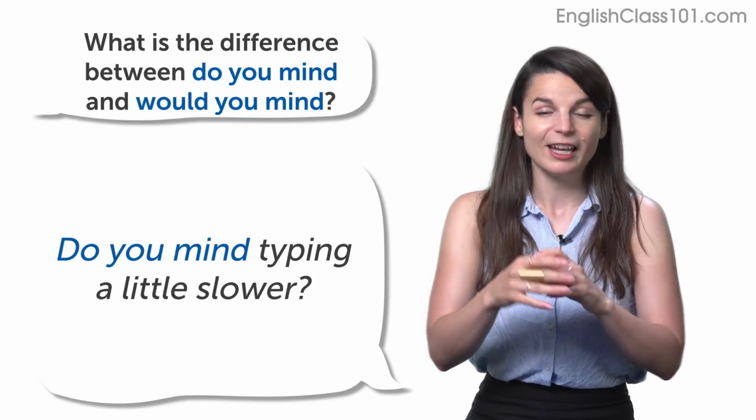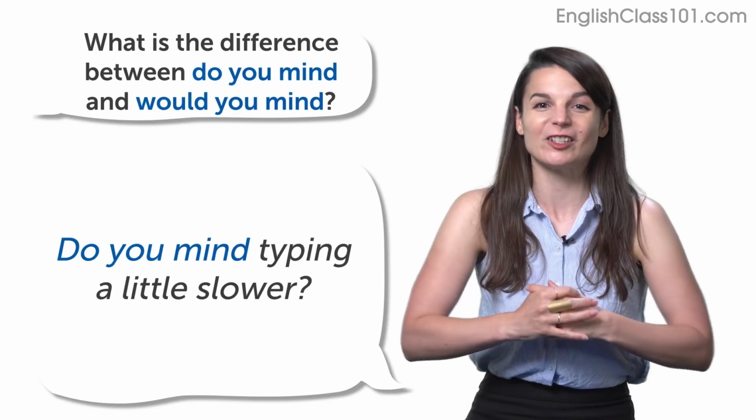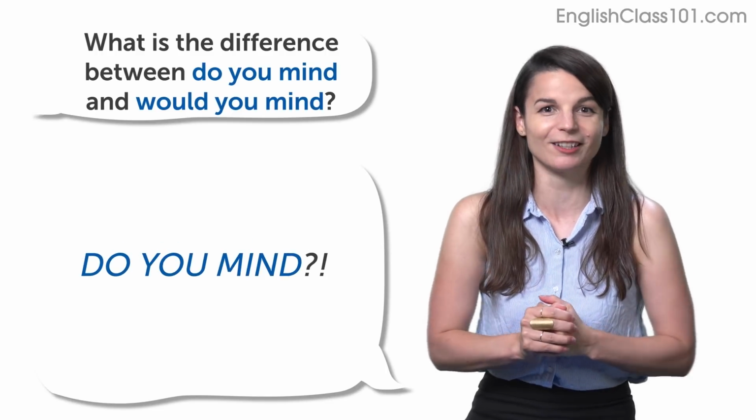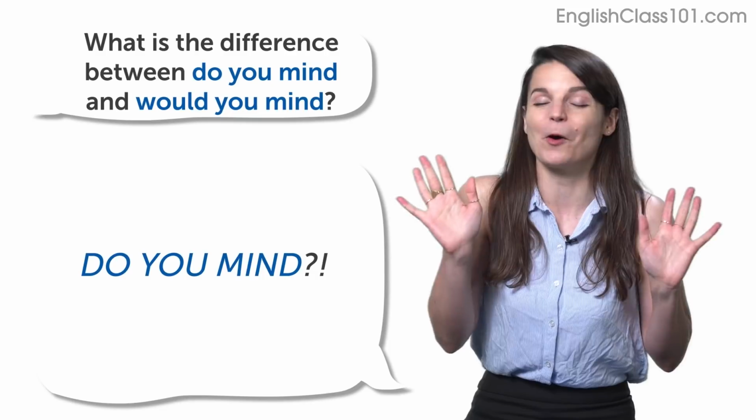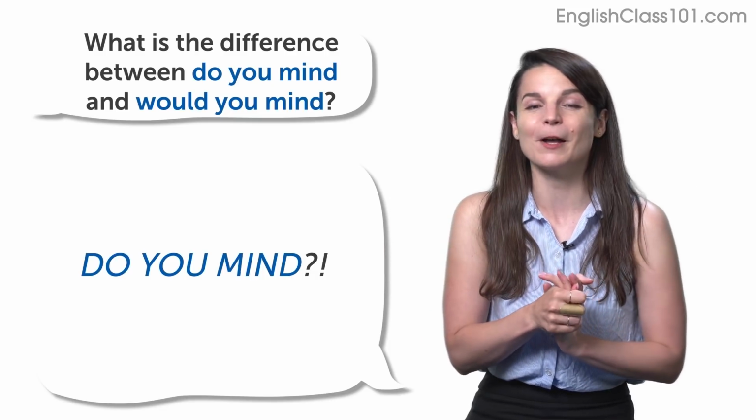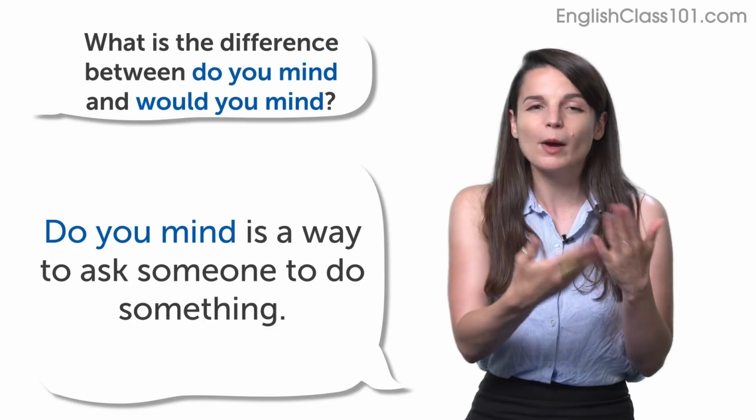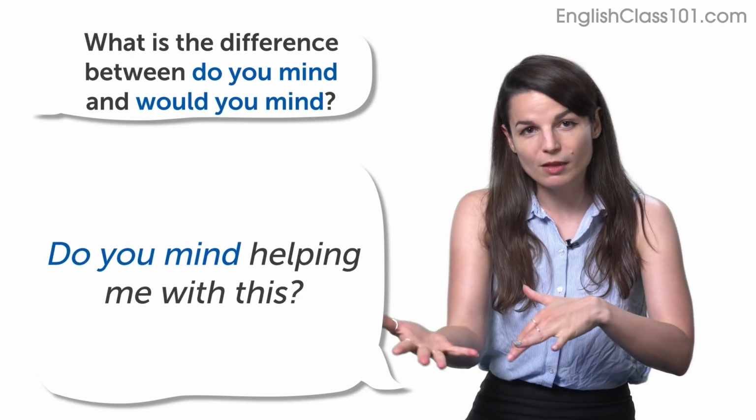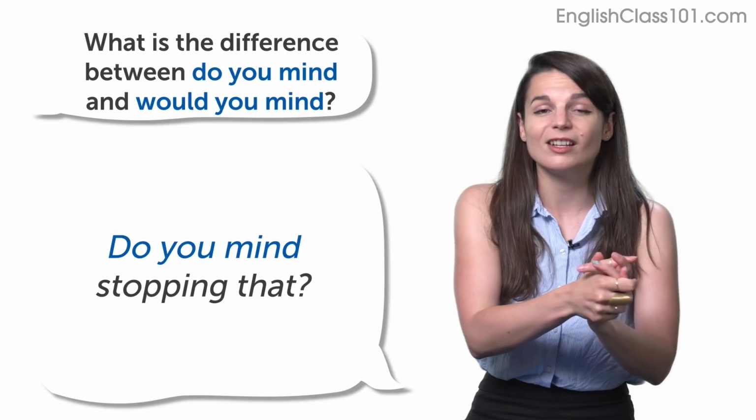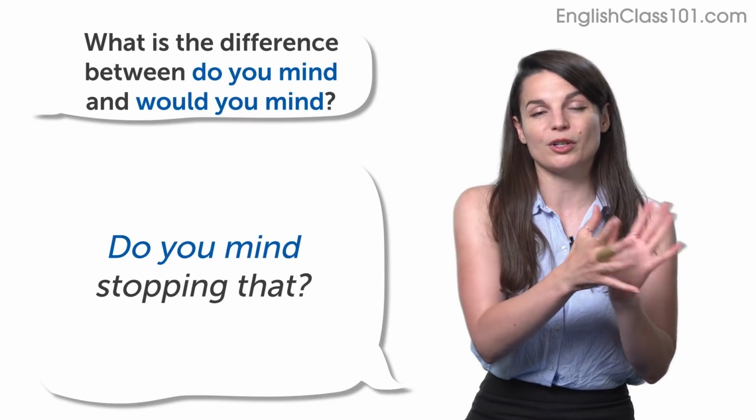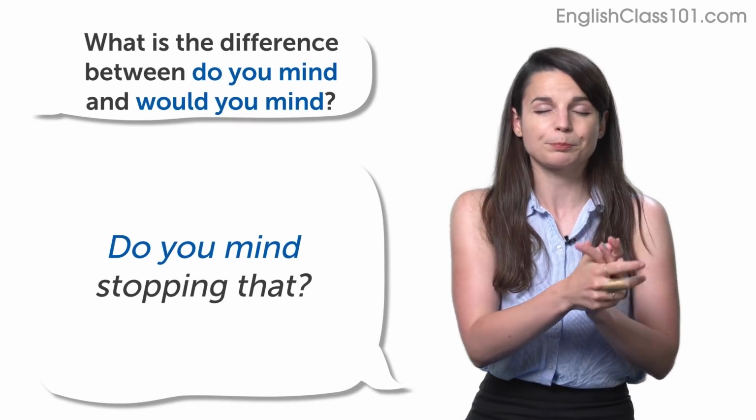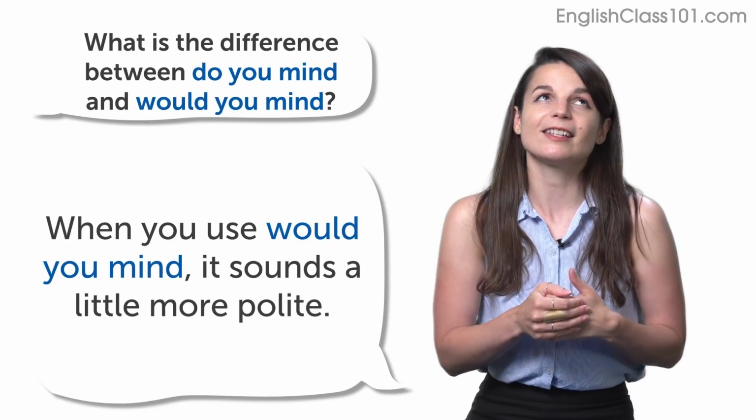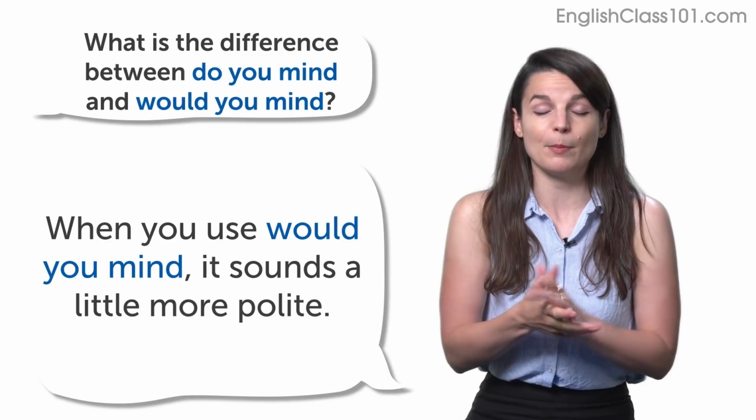If you want to sound really aggressive, you can just say angrily, do you mind? But that sounds quite direct. So hopefully you don't need to use that. So do you mind is a way to ask someone to do something. Like, do you mind helping me with this? Or do you mind stopping that activity? For me, it feels a little bit more direct to use do you mind. When you use would you mind, it sounds a little more polite, in my opinion.